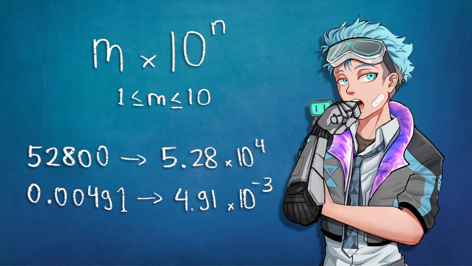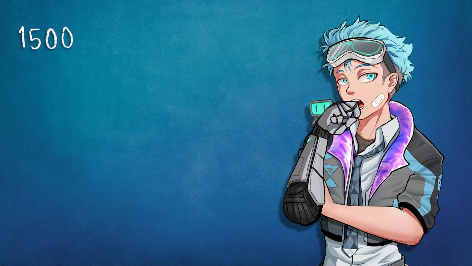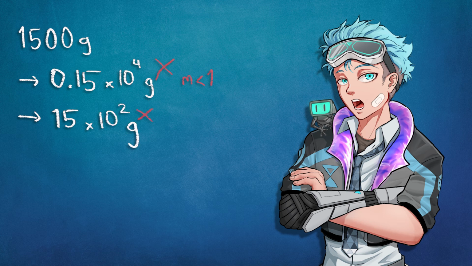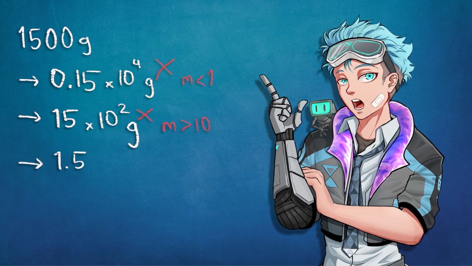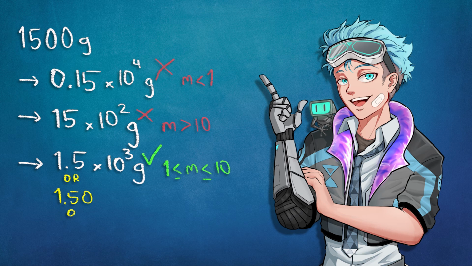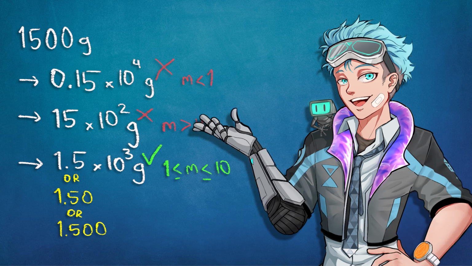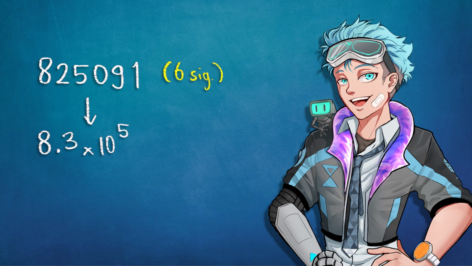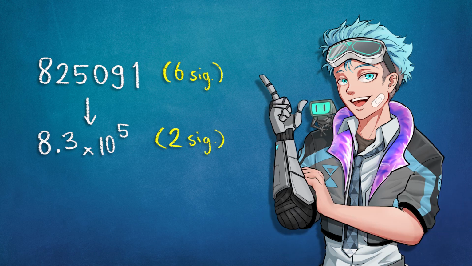What it means is that in scientific notation, you cannot write 1,500 grams as 0.15 times 10 to the power of 4 grams or 15 times 10 to the power of 2 grams. m needs to be 1.5 or 1.50 or 1.500, depending on how many of those zeros you determine to be significant. Again, this is for simplicity's sake. You can also use this opportunity to round your measurement to however many significant figures you want. The 10 to the power of n does not count towards the significant figures.